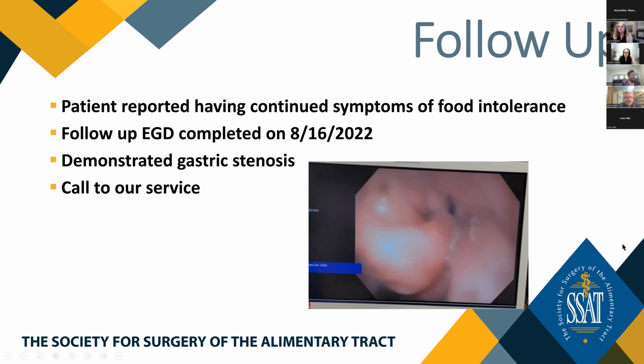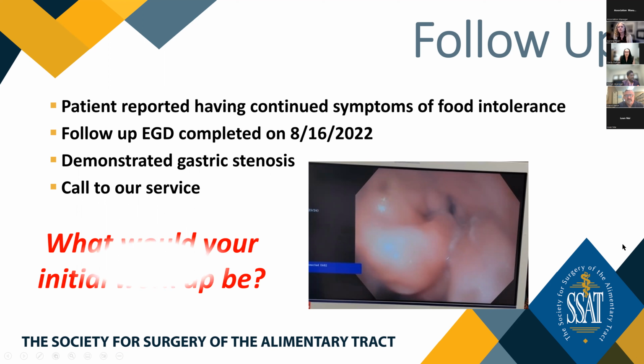She continued to have issues and then followed up with her primary care provider, who ordered an EGD to evaluate for resolution of her issues. When she had that EGD completed on August 16th, it showed gastric stenosis. And it was at this point in time that she was referred to us and transferred on a direct admit to the hospital, to Methodist Richardson. So this patient comes to your hospital. How would you like to initially work her up?